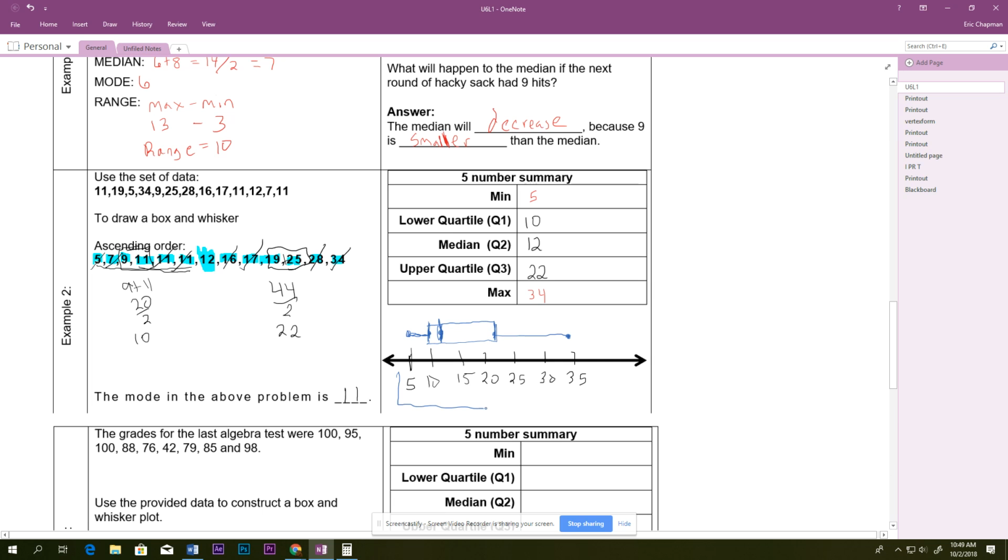Notice that my number line is scaled. It's simply not just these numbers, okay, but it counts incrementally up till we include all of our numbers. So this is a number line that is scaled. So I'm counting by 5s here. I'm not just putting these numbers down here, okay, and drawing a box and whisker. That's not how it works.